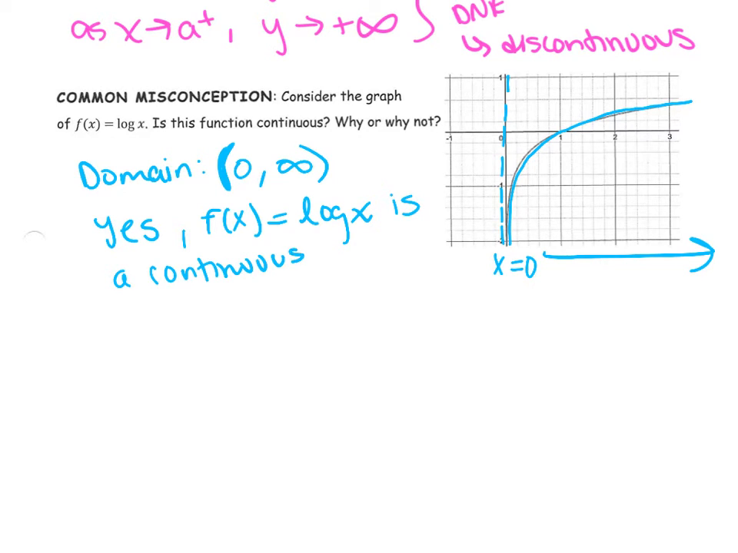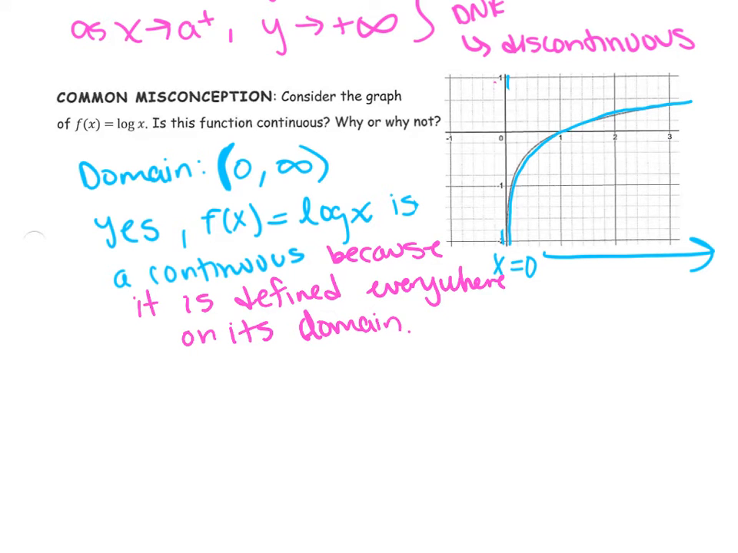Even though there is this vertical asymptote here, there's no graph on this side. Right? If I had a graph like this, maybe if I had something going on like this, then yeah, this would be a discontinuous function. But we don't have that. We're just looking at the graph that's given to us. So this is continuous. All right, it's defined everywhere on its domain. There are no holes.